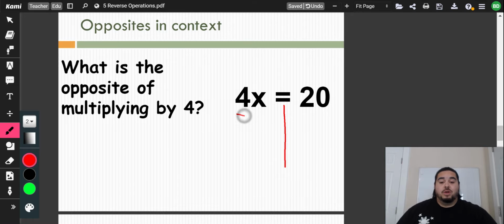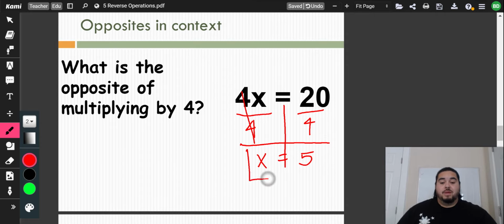Now, to divide, we're going to create a fraction. So we have 4x in the top. We're going to divide by 4 on the right side as well. And then we're going to divide our steps. The 4's cancel, so x is the only thing left over. And 20 divided by 4 gives us positive 5.